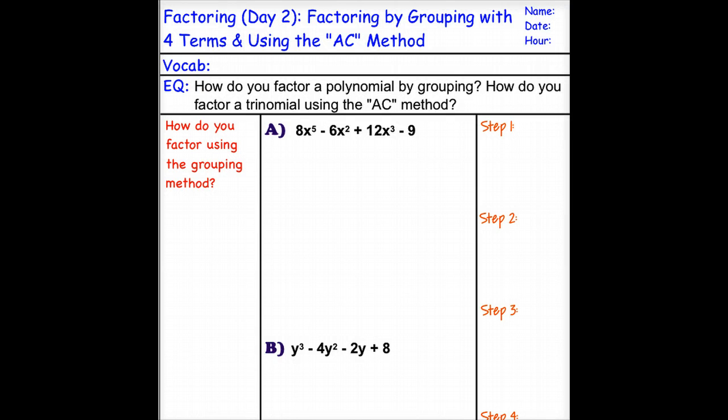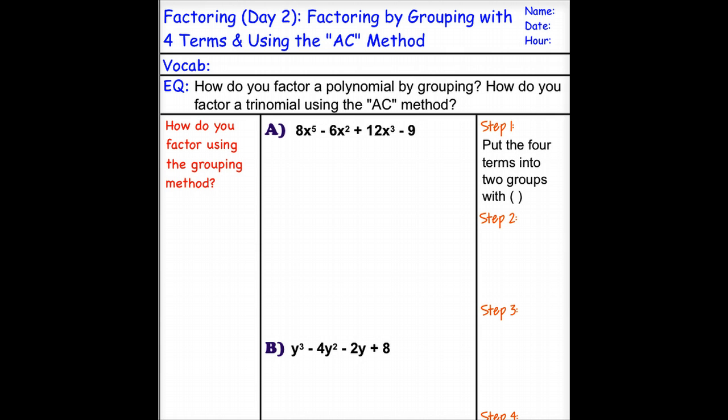Today we are starting day 2 of factoring polynomials, going over factoring by grouping, as well as the AC method. The first one we're going to look at is factoring by grouping. And the first step that we're actually going to do is to put the 4 terms into 2 groups with parentheses. So let's go ahead and do that.